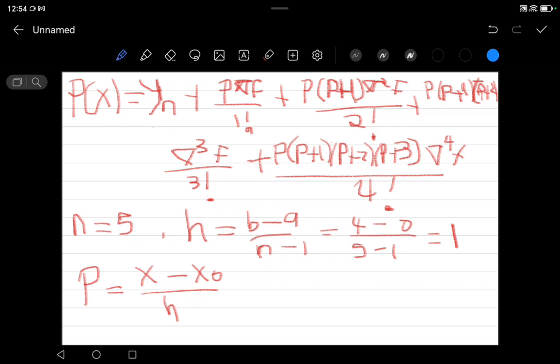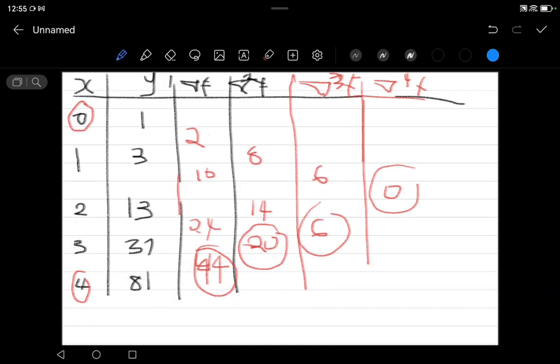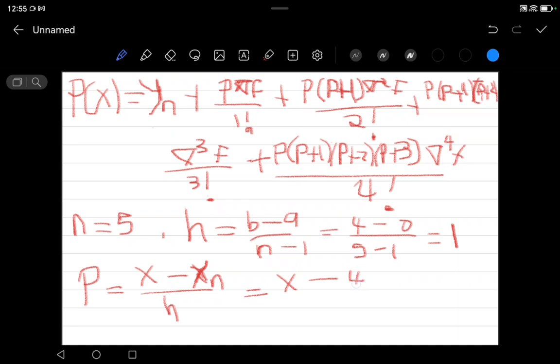I think here I made a mistake when it comes to p. Let me check something. Oh, p is not x minus x0, it's x minus xn. Sorry. So x0 is for forward and xn is for backward. So here it's going to be x minus xn. xn is x5, which is 1, 2, 3, 4, 5. x5 is going to be 4. So it's x minus 4 over 1, since the value of h is 1. Therefore, p is equal to x minus 4.